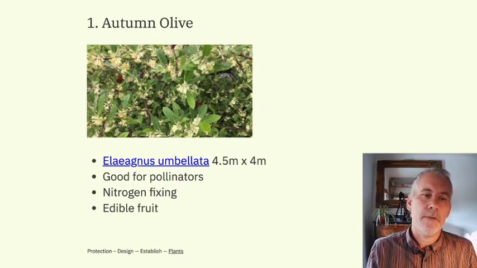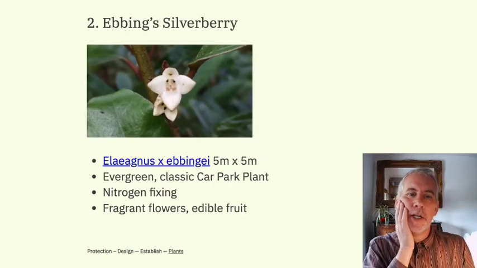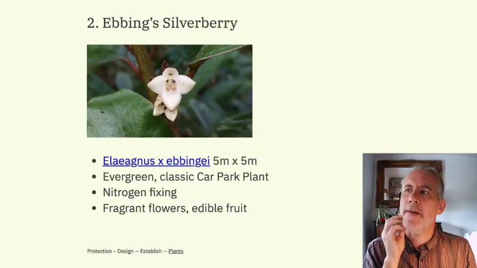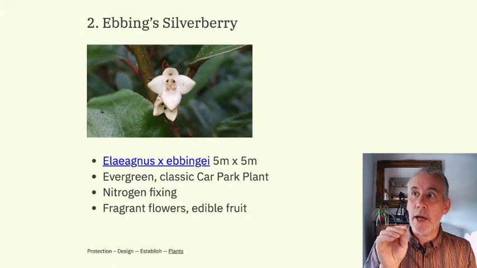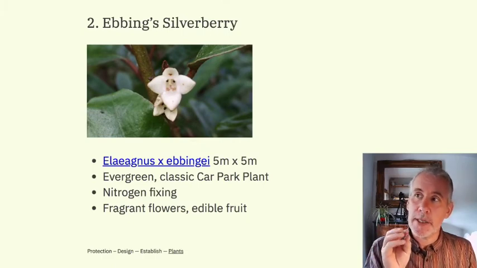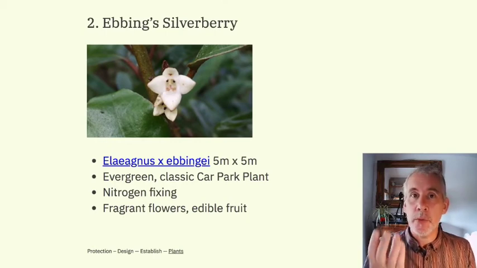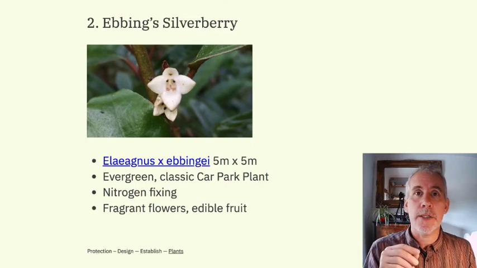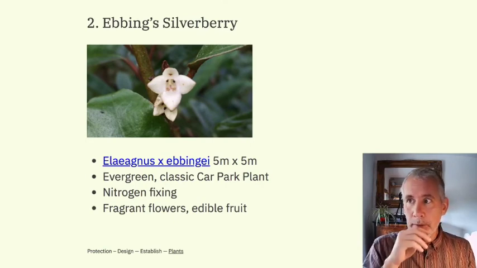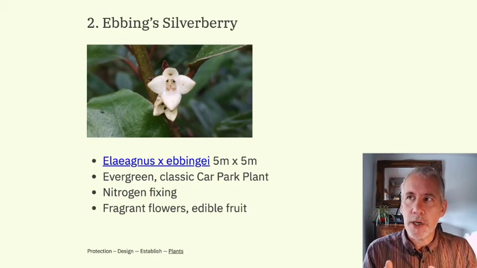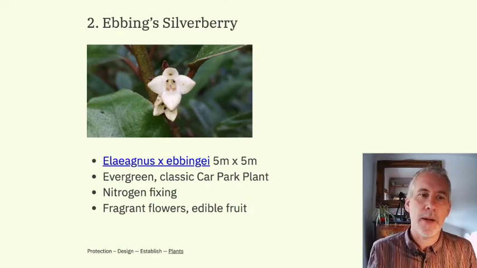And then the next one, a close relation, Elaeagnus ebbingei, Ebbing Silverberry apparently is its proper name. Really lovely flowers and scented as well, and edible fruit. Quite slow growing. They're evergreens, so they're more expensive. You will notice these a lot in car parks because they provide a lot of protection. I should grow some more and try some more out. They're actually really, really nice plants.